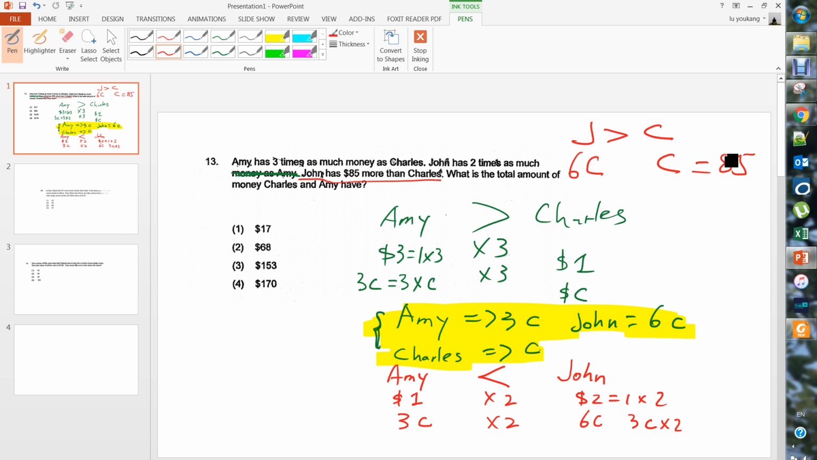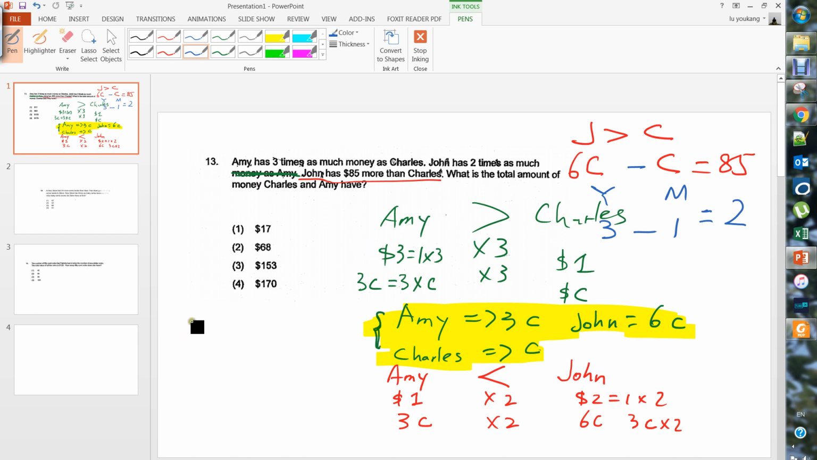So here is algebra, right? Before you use algebra, you need to give yourself a number example. I have 3, you have 1, so I have $2 more than you. How do you get 2? 3 minus 1. So similarly, 6C minus C equals to? Very good.